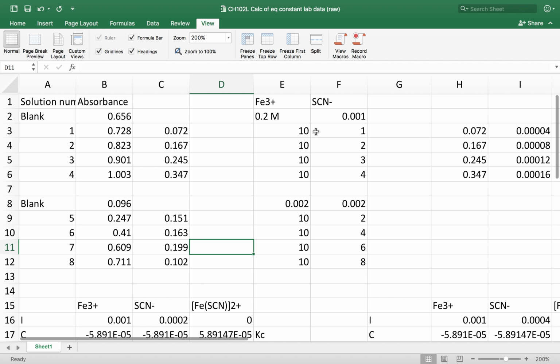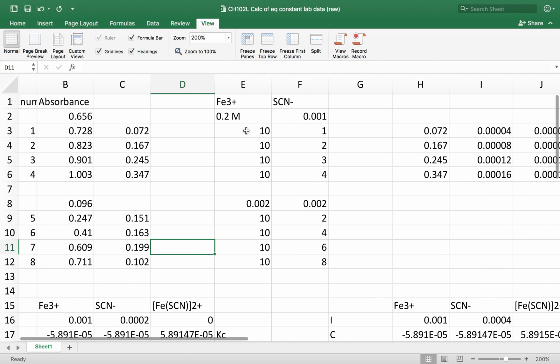Now let's see how we did that. Here are the actual volumes of the solutions. This was in your write-up. If you look on the write-up on the website, you'll see this. For each one of these, you use 10 milliliters of 0.2 molar iron 3, and then 1, 2, 3, and 4 milliliters of 0.001 molar thiocyanate. This should be molar, so we'll just leave it like that.